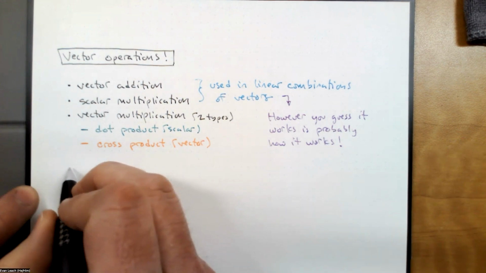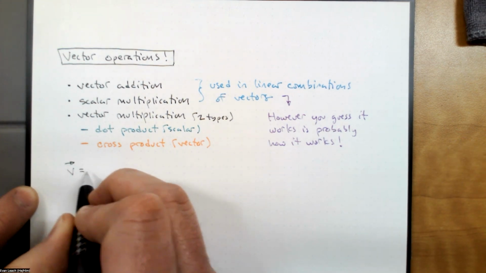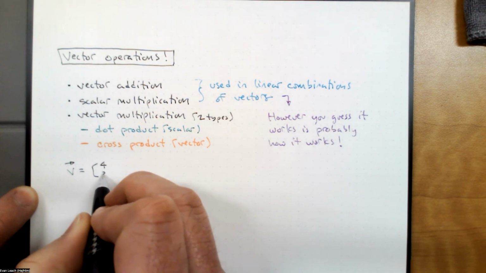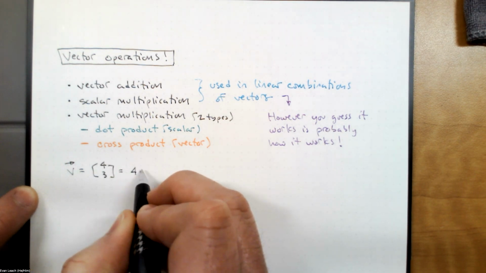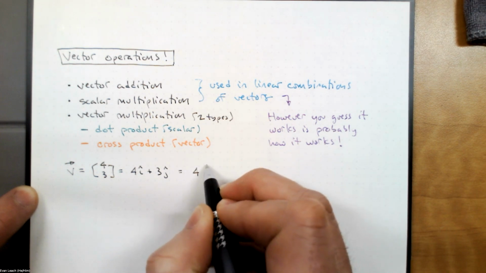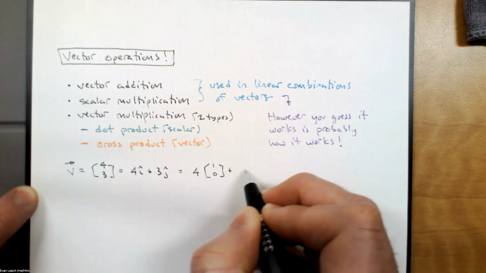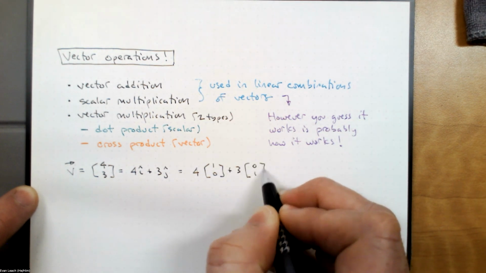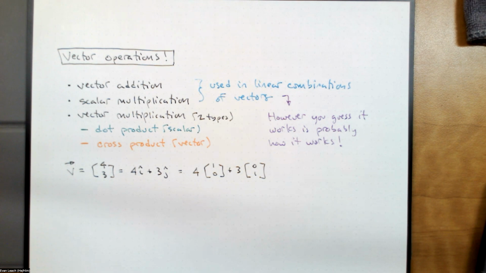Remember the vector that we had before, the vector 4, 3 was 4i plus 3j. It's 4 times the vector 1, 0 plus 3 times the vector 0, 1. If I do 4 times the vector 1, 0, that's scalar multiplication. 4 times the vector 1, 0, would I just multiply everything by 4? Yep. 3 times the vector 0, 1, just multiply everything by 3? Yep. There's your scalar multiplication.